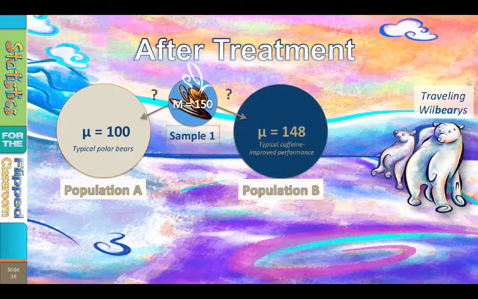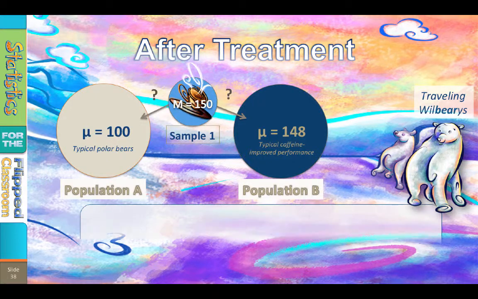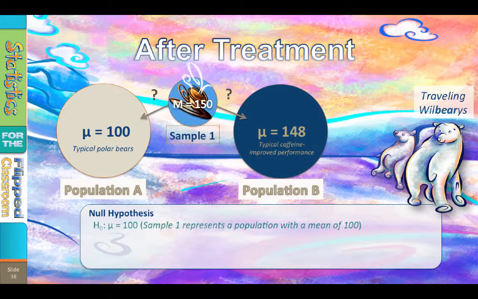So which is more likely? Does the sample mean of 150 more likely represent the population from which it was drawn, or the population expected if caffeine improves performance by 48%? As I said, this is about hypothesis testing. So let's examine those hypotheses again.